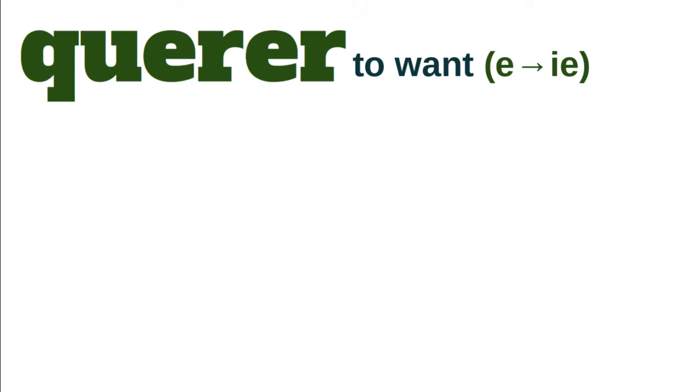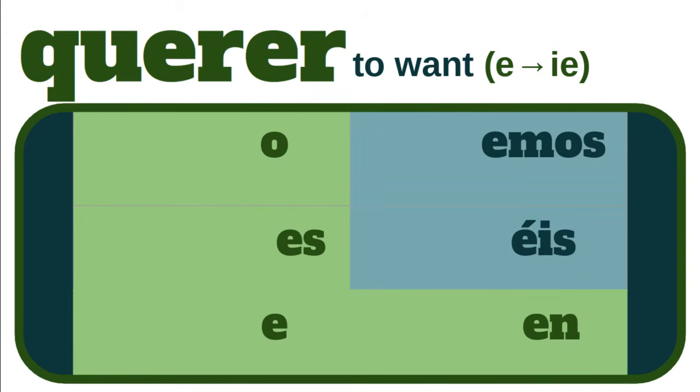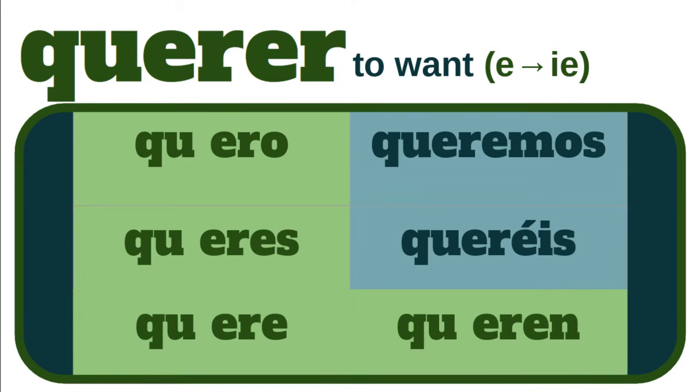We're going to start by looking at the verb querer. Querer is a good example of a stem-changing verb. So you've already learned that when we conjugate a verb, there are 6 different endings that we use depending on who we're talking about. For an ER verb like querer, those endings are O, S, E, emos, éis, and en. So you might expect that we're just going to take the first part of the word querer and attach that to those endings. And that does work for the nosotros and vosotros forms, which are queremos and queréis.